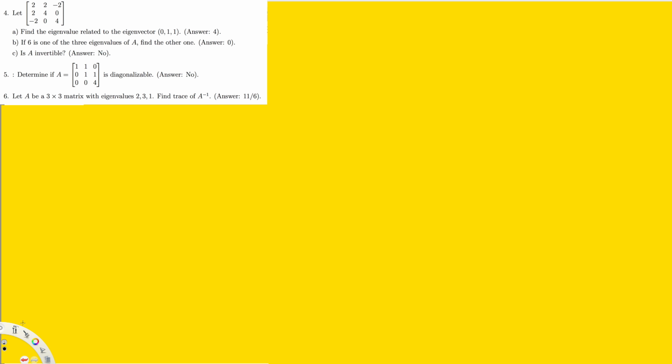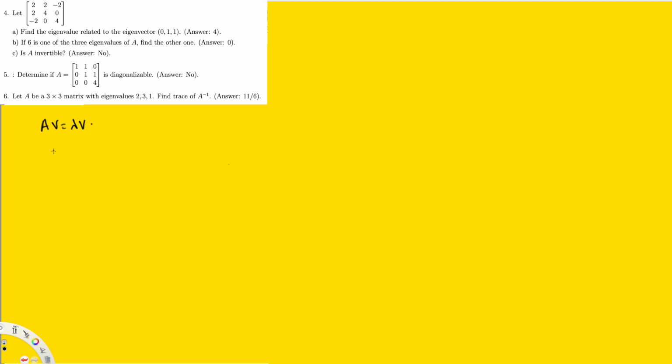Let's do this problem right here. The question is asking to find the eigenvalue related to the eigenvector 0, 1, 1. So let's see how we can do this. In this case, we can use the formula AV is equal to lambda V, because we have A here and V is provided, so we can find the lambda using these things.